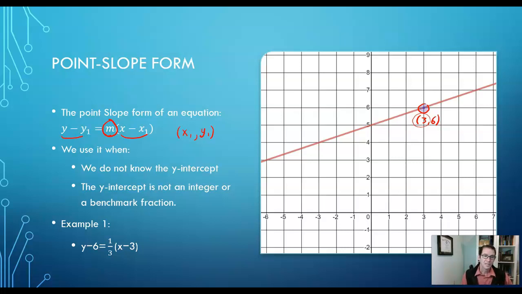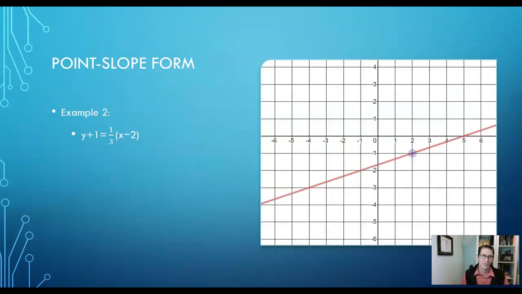Now we use this if we don't know the y-intercept and we've been asked to graph something, or if the y-intercept just isn't an easy thing to locate. When I say a benchmark fraction, we're talking about fractions like 1/2 or 1/4, things that might be easier to recognize on a coordinate grid than, say, a 0.34 or something. So we're going to use the point slope form of the line in those cases.